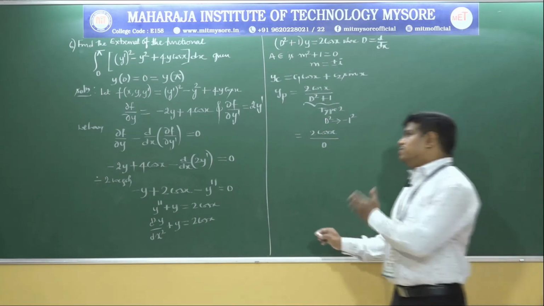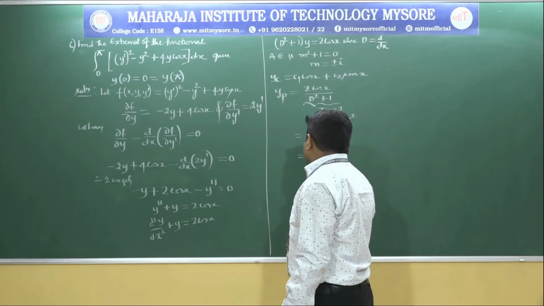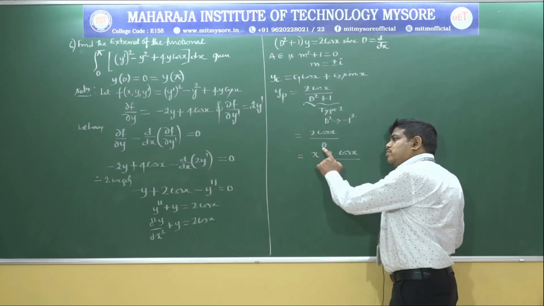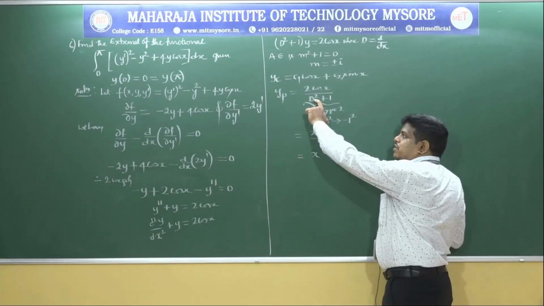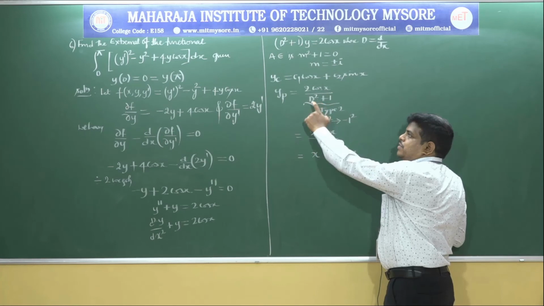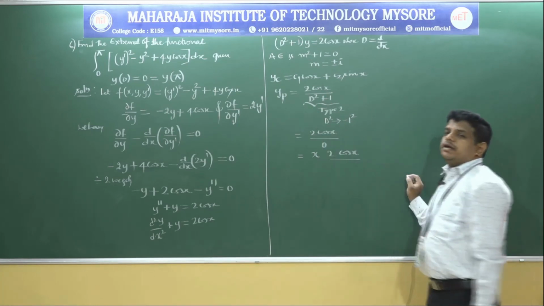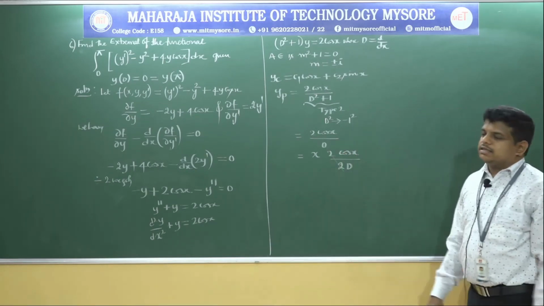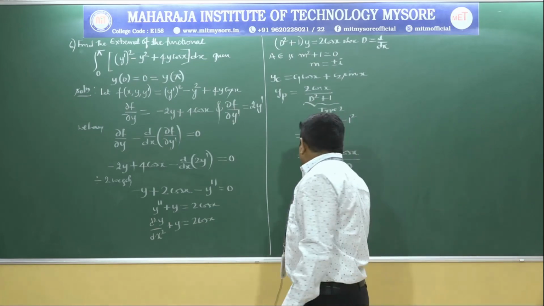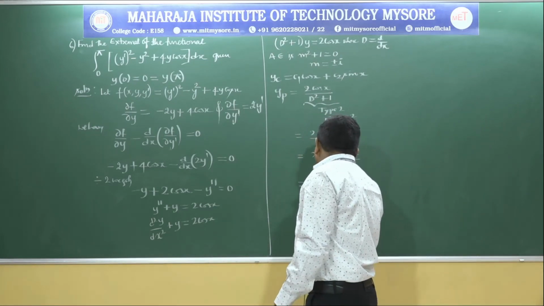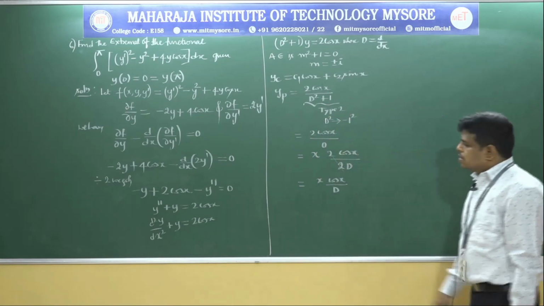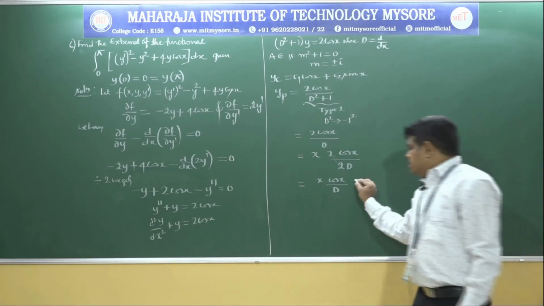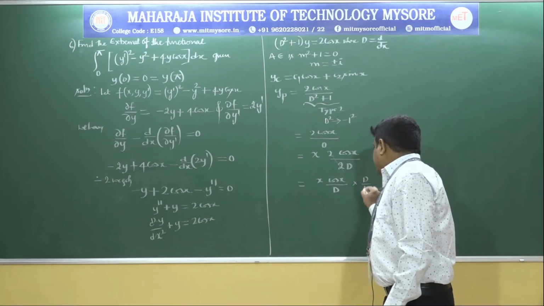If the denominator becomes 0, we need to multiply by x, that is x into 2 cos x. After that, we need to differentiate the denominator with respect to D. D² plus 1, if you differentiate that one time, we get 2D plus 0, that is nothing but 2D. Here 2 gets cancelled. That is equal to x cos x divided by D. Since we need to replace D², but here we have only D, next, multiplying and dividing by D.